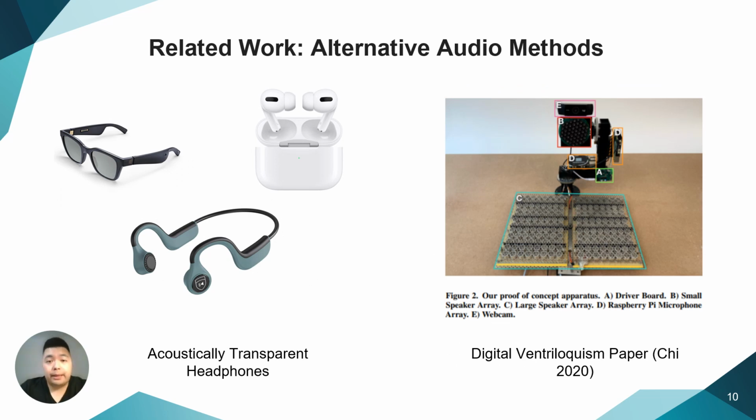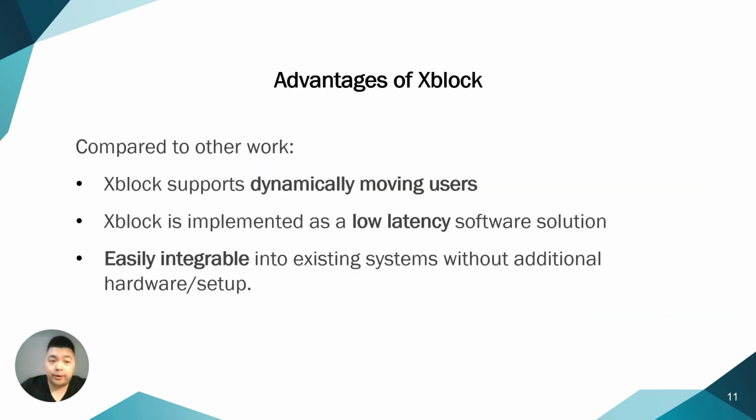There are alternative audio methods which can give spatialized audio to a user. Acoustically transparent headphones are a viable alternate solution to providing spatial audio to the user with additional hardware. Examples include Bose frames, bone-conducting headphones, or Apple AirPods Pro with transparency mode. Authors of Digital Ventriloquism built a device that modulated a 40 kHz ultrasonic signal, and upon collision with an object, the signal would demodulate to audible frequencies, and thus the object would be the origin of the sound. Compared to other work, Xblock supports dynamically moving users.